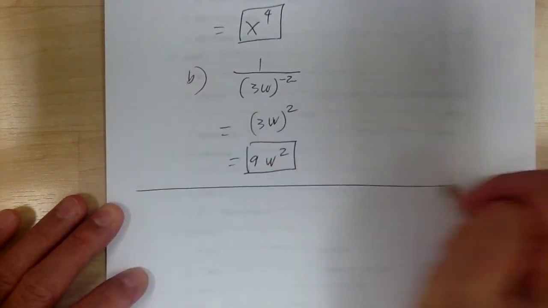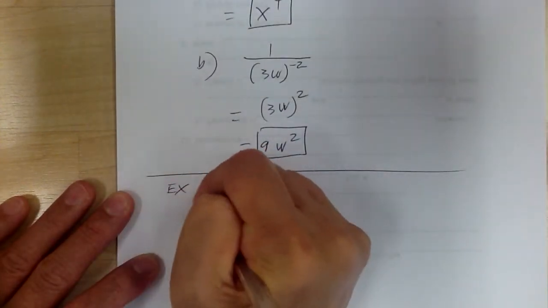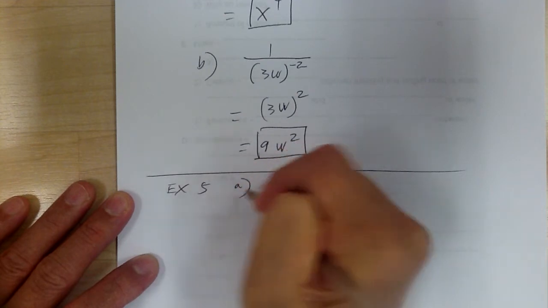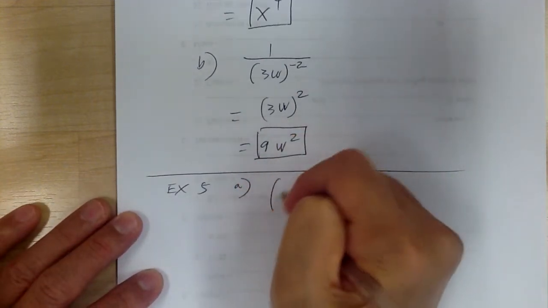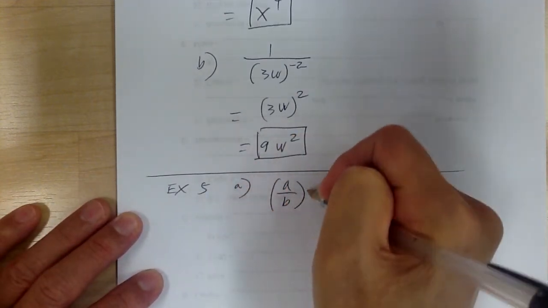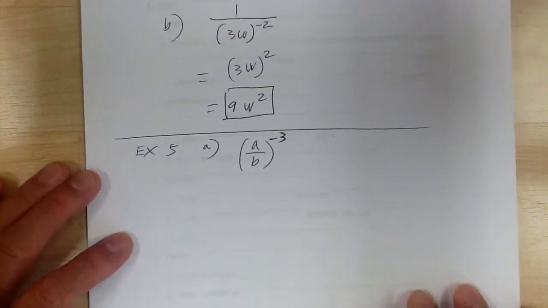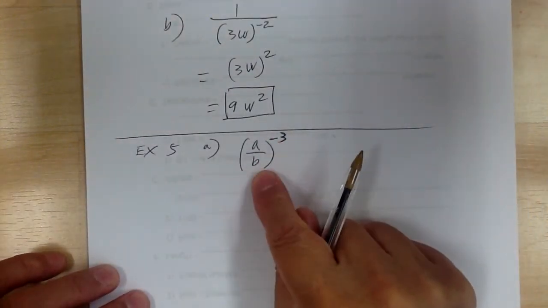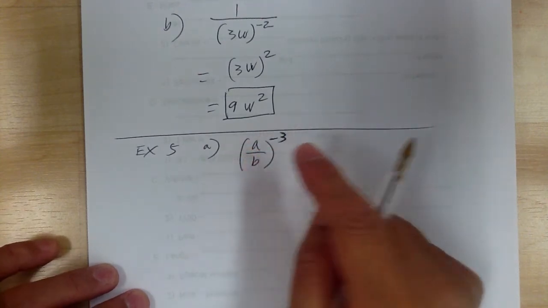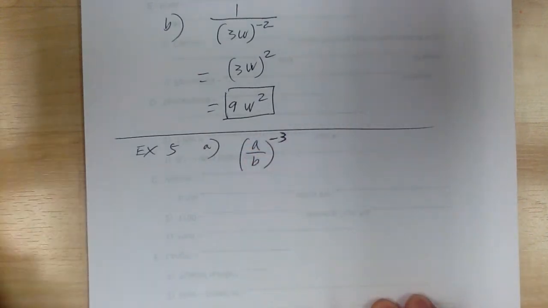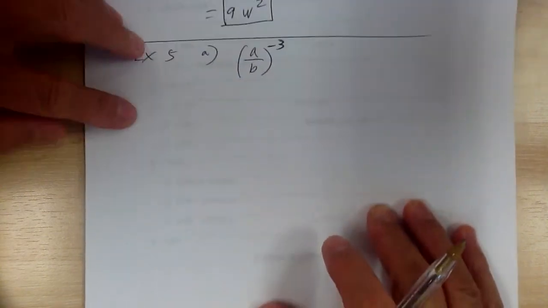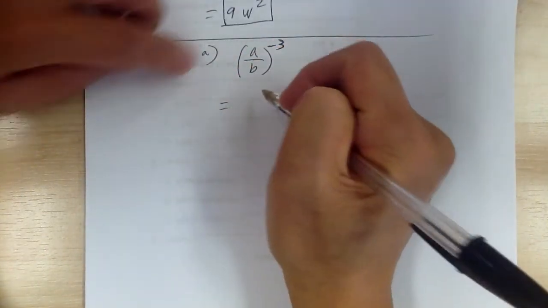Okay, let's go to example 5. 5A, you got a over b to the negative 3 power. Now this one you can do two ways. You can flip it over first, or you can apply the power rule. Okay, you can do it either way. I would prefer to multiply out first. So I'm going to apply that.